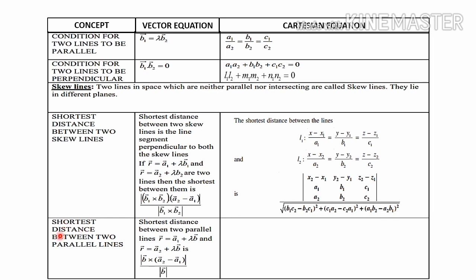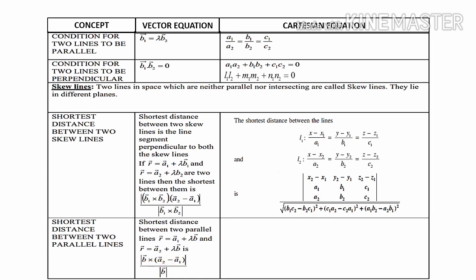Next, we have learned about the shortest distance between two parallel lines. There also we used the modulus together while studying, but here I'm using it separately, so it's not a problem. Both are the same. Whichever is convenient, you can use that one. Here the distance is modulus of (b cross (a2 minus a1)) divided by modulus of b.